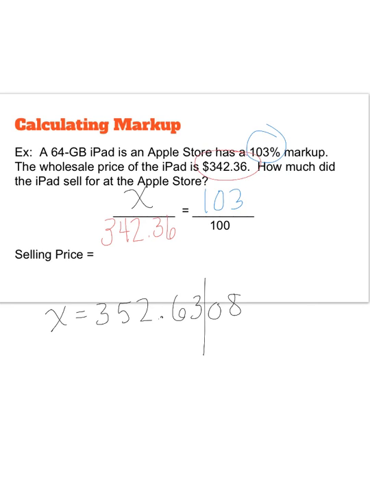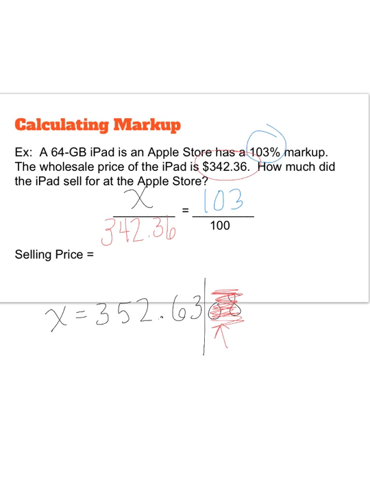I find the decimal and I count 2 places after it. This next number right here, after the cut line, that's going to tell me, am I going to cut this off and discard it, or am I going to round it up? Well, since it's a 0, I'm just going to get rid of it. So $352.63 is the markup.